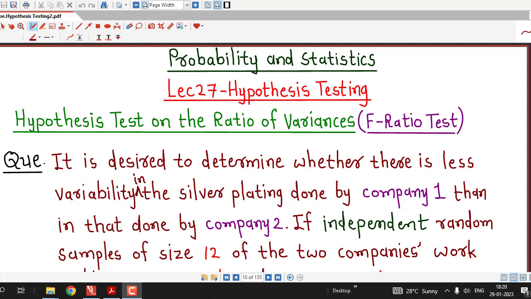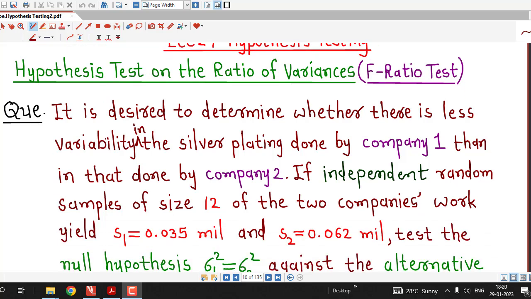Hello friends, I welcome you in lecture number 27 on hypothesis testing. In this lecture, we will discuss one more question on F ratio test for equality of two variances.